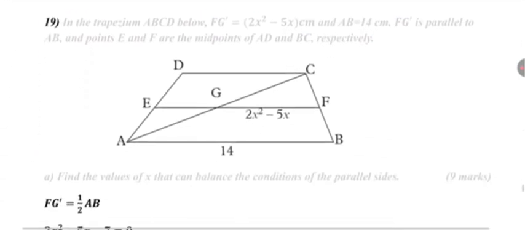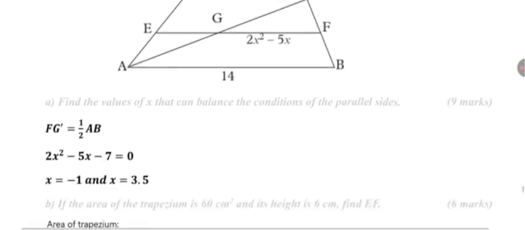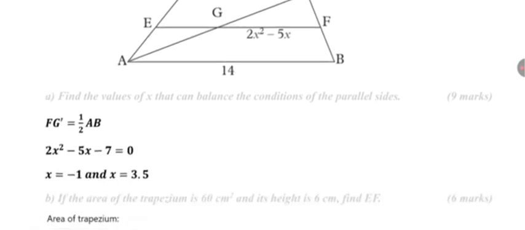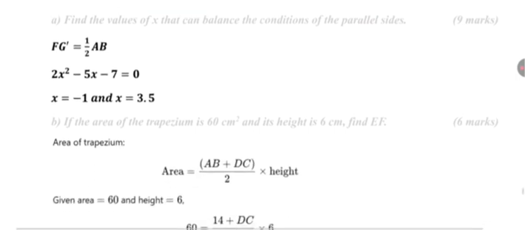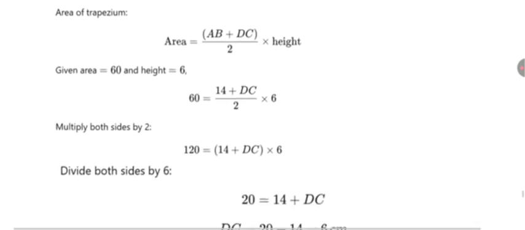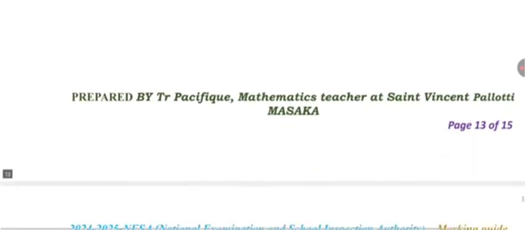And then we have number 19, in trapezium ABCD, FG equals 2x squared minus 5x centimeters, as shown in the figure below. And we've been asked to find the value of x that satisfies the condition of the parallel sides. And you've also been asked, if the area of the trapezium is 60 square centimeters and its height is 6 centimeters, find EF. As you see, this is the answer.